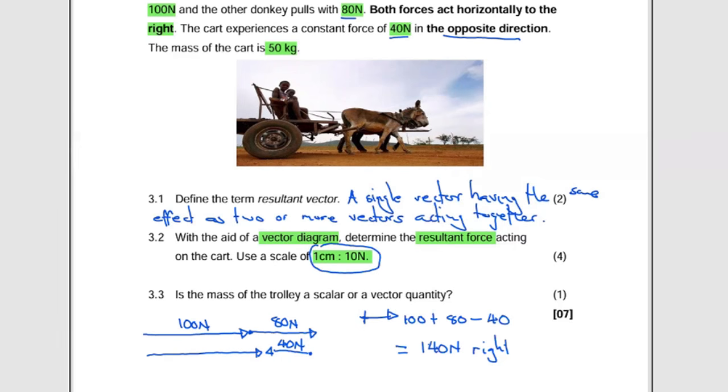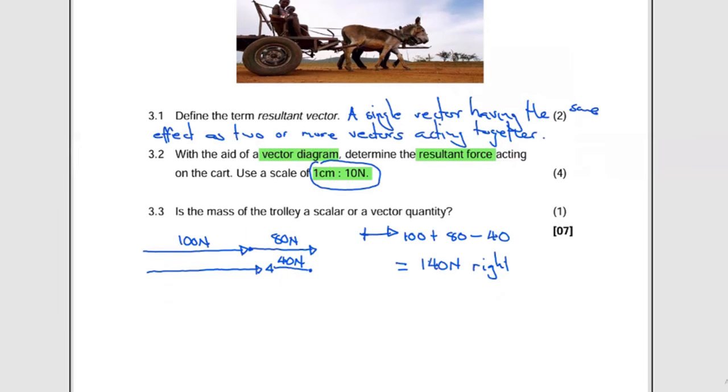What does that mean? It means that if I can just indicate there at the bottom, my 100 newton force there should be equivalent to 10 centimeters. Let me just say equal there 10 centimeters, and then my 80 newtons there should be equivalent in length to 8 centimeters. And then after that, this is 140. Sorry, I forgot to write 140 in newtons there. Then we also have this one, which is 40 newtons there. So to the left, there is 40 newtons, which is equivalent to 4 centimeters.